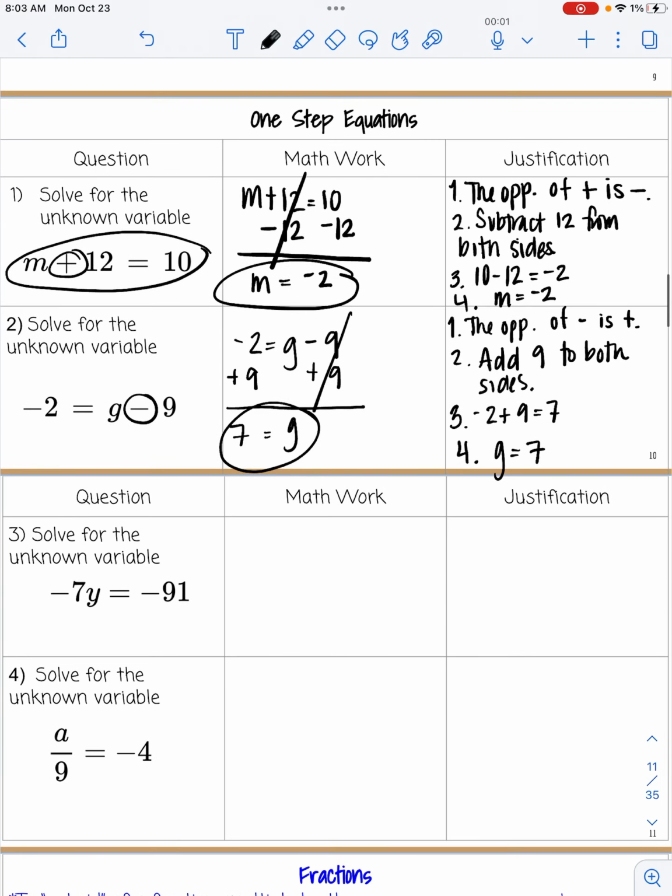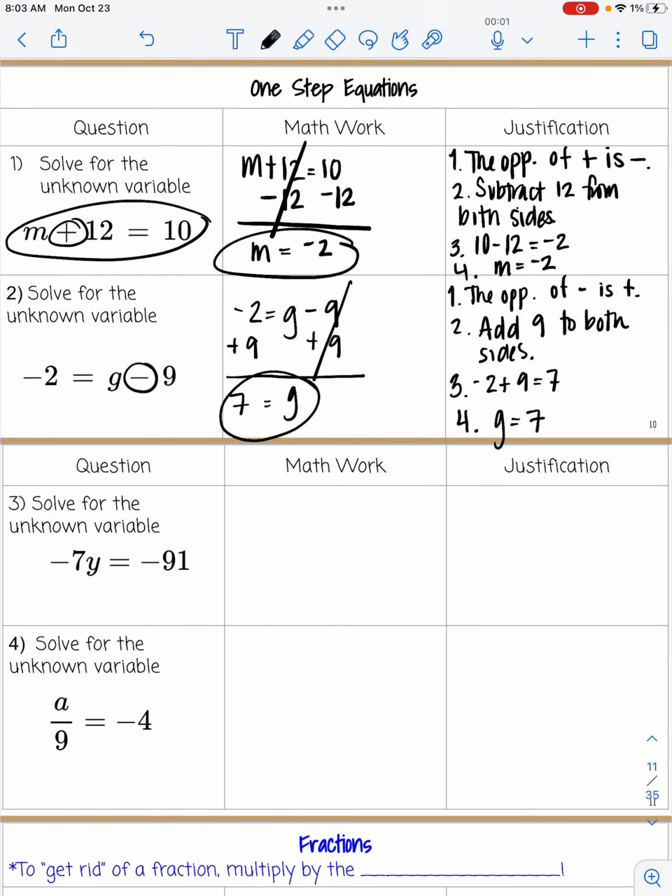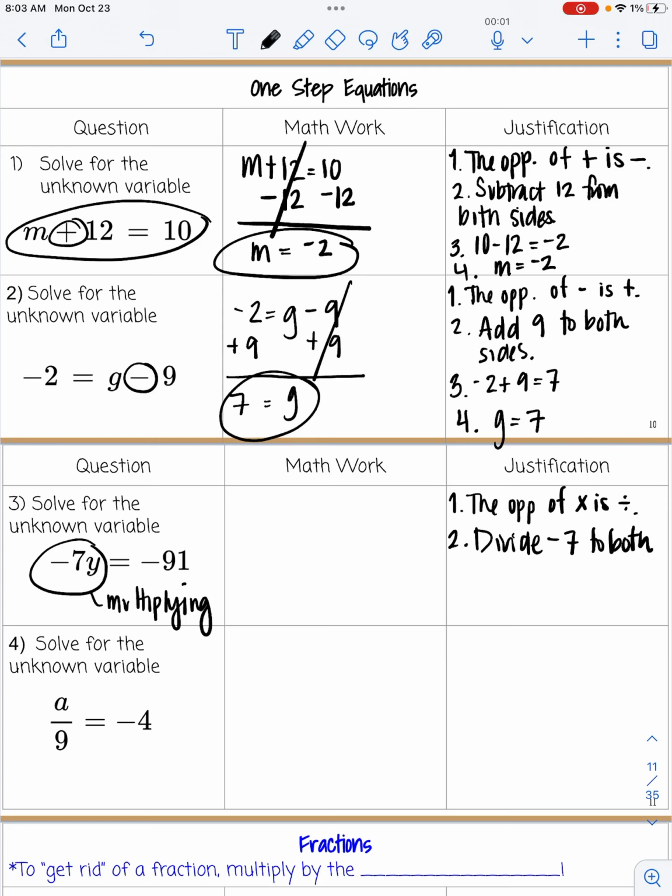We're going to go ahead and solve these two next ones. We have solve for the unknown variable. When we have something like this, it means that they're multiplying. And the opposite of multiplying is division. So the opposite of multiplying is division. Therefore, we're going to divide negative 7 to both sides.